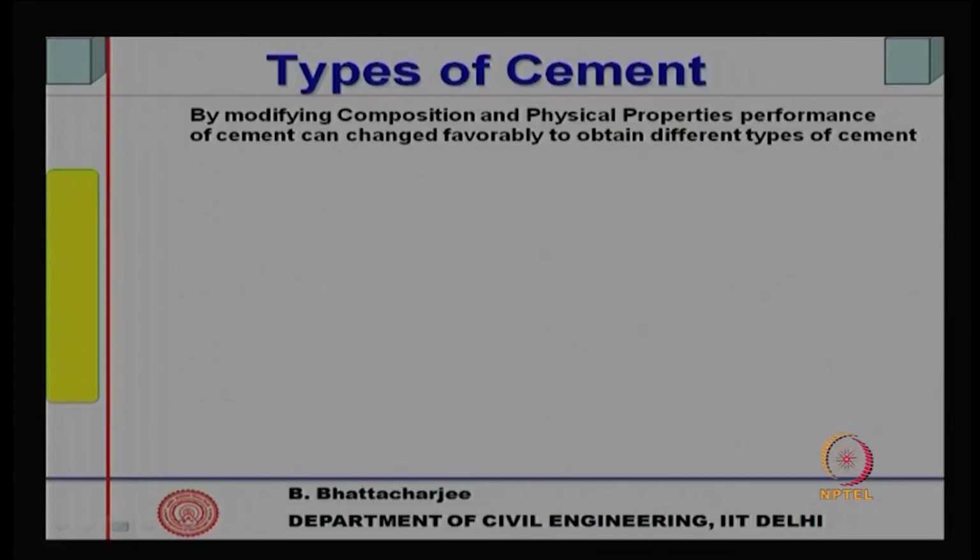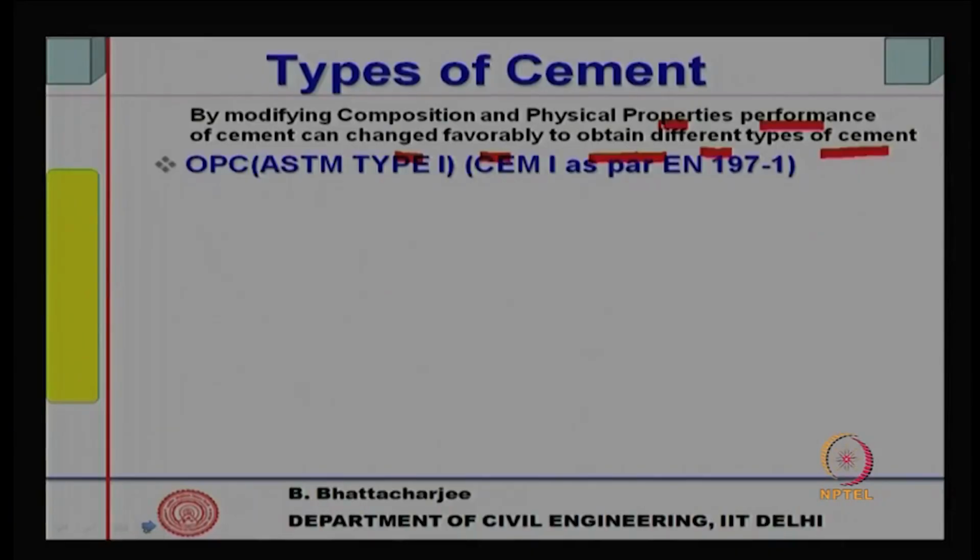What we said, I repeat it again: by modifying the composition and physical properties, the performance of cement can be changed favorably to obtain different types of cement. So, the chemical composition of the cement can be changed, and their physical characteristics can also be changed in order to get different types of cements. So, what are the types of cements?